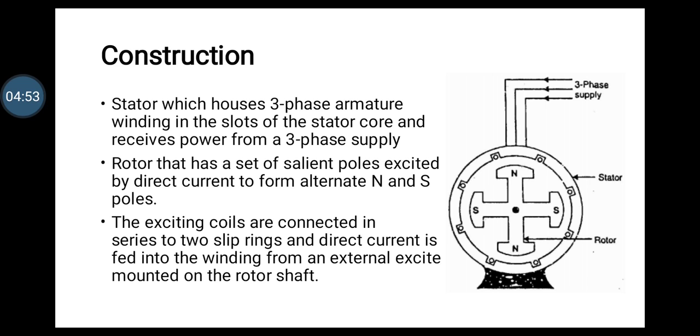You can see the construction diagram. Here a 4-pole machine is shown, a 4-pole rotor and a 4-pole stator. The three-phase supply is given to the stator winding, and the rotor is a salient pole. The rotor windings, that means the field windings, will be placed in the rotor, and the external supply, that means the DC excitation, will be given to this rotor.